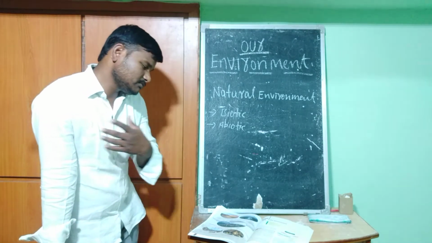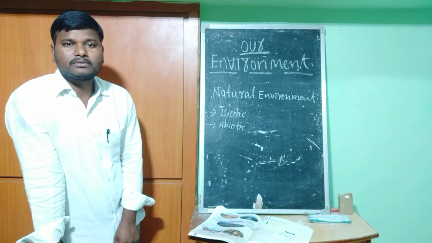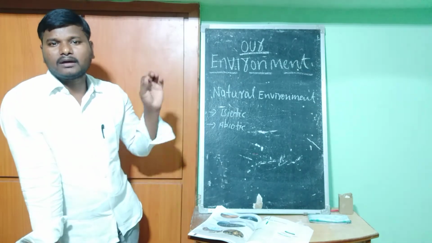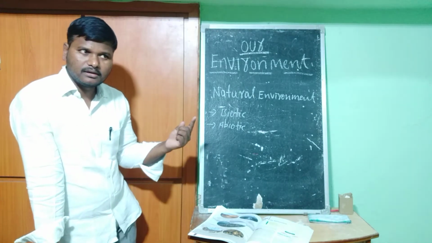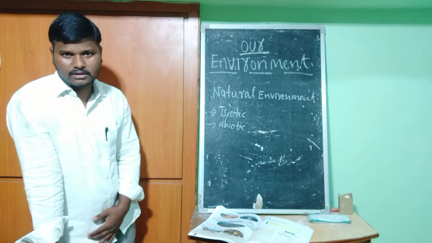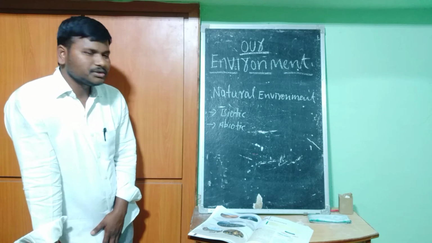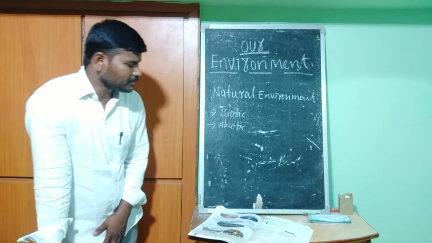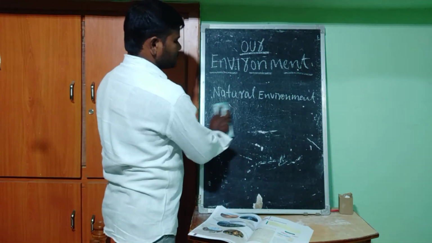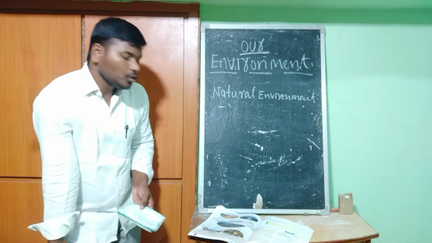About the world environment, the term environment means the surroundings and living conditions of all living beings on the earth. That we call the environment. This environment is classified into two parts. What are the two parts? One is the natural and the other one is the human.